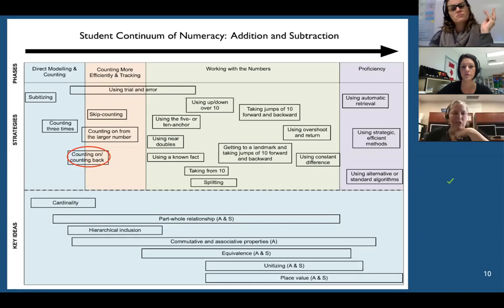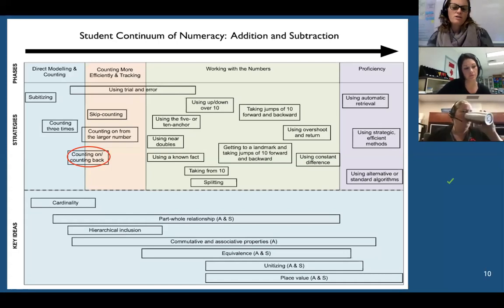But sometimes, for teachers who are new to the continuum, it looks a little confusing to have both of them in the same box. But again, it's because developmentally speaking, they both represent student understanding at a certain point. And so your next move is the same, regardless of whether they're counting on for addition or counting back for subtraction. I don't know if there are any questions about that.